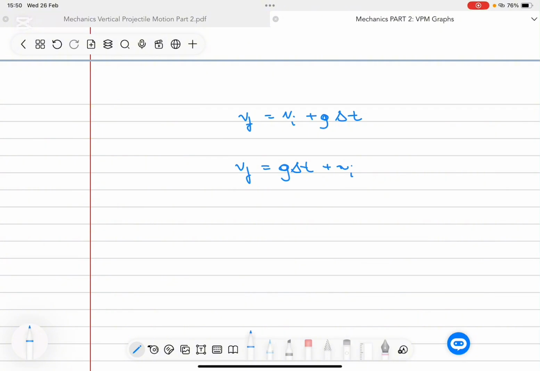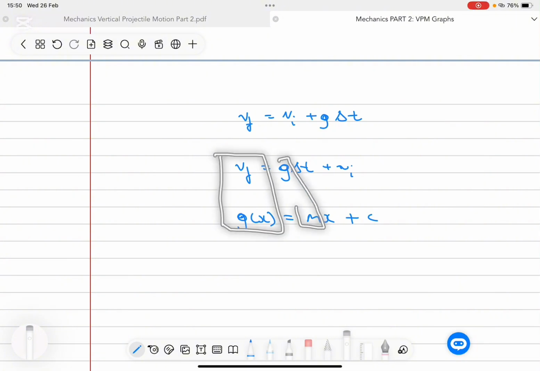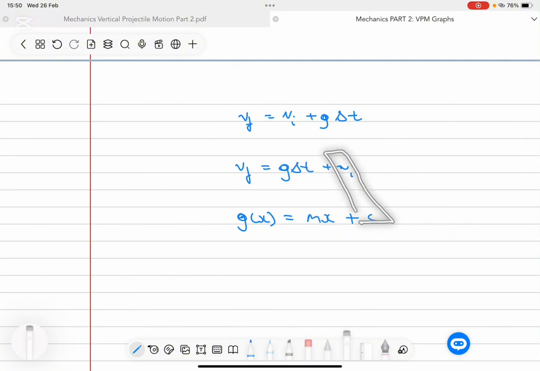This makes us realize that there are similarities between this equation and, let's say, a function g of x is equal to mx plus c, because we can clearly see that the g of x is the same as the final velocity of the projectile, and the m here is the same as the acceleration due to gravity. The same is true with the x. The x here is the same as the change in time, and our c here has the same properties as the initial velocity.